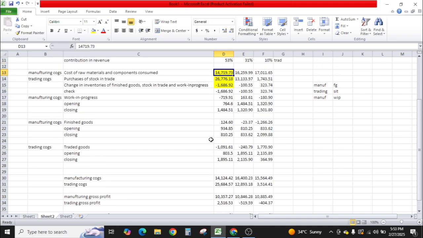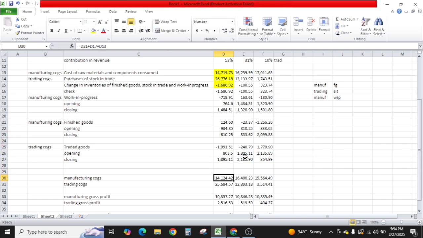So we will check once, which is COMC, purchase of stock in trade, changes in work in progress. It will be opening minus closing. This year closing will be next year opening. Opening minus closing, opening minus closing.